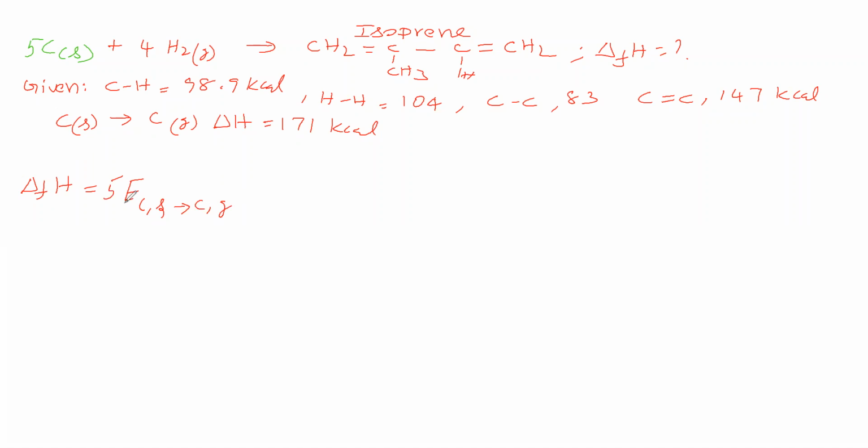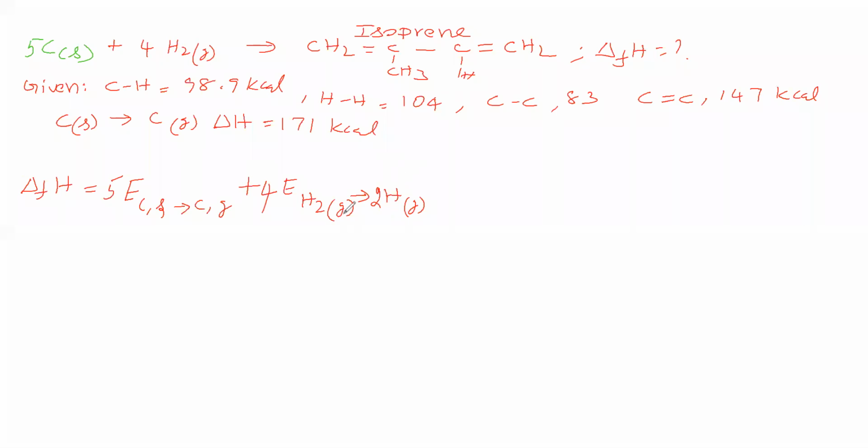Okay. Then now carbon atoms are in gaseous state. Then these hydrogen molecules we have to convert into hydrogen atoms, for which we have to supply energy. Therefore, that is an endothermic process. So plus, endothermic, therefore plus. So energy required to convert hydrogen molecules into hydrogen atoms. Here, how many moles of hydrogen molecules? 4 moles.